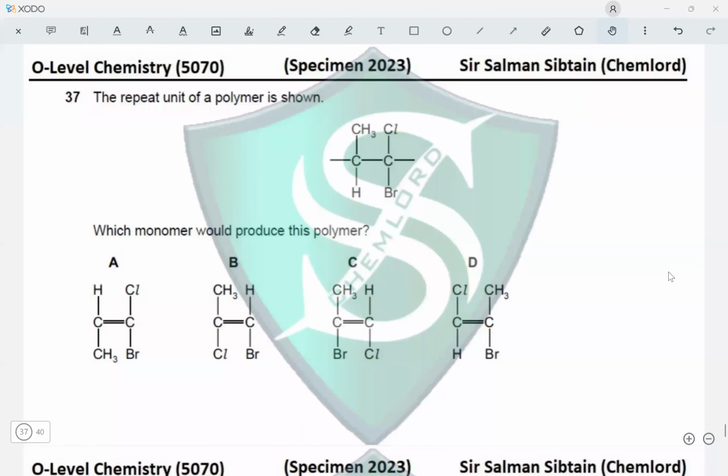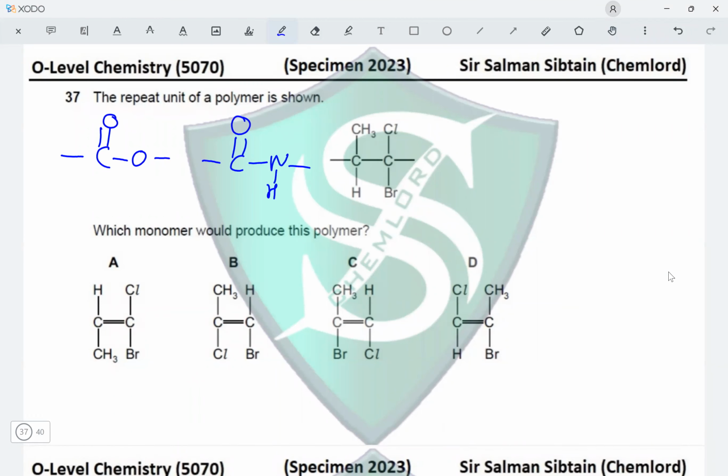Question 37. The repeat unit of a polymer is shown. Now we can conclude by looking at this repeat unit that this is an addition polymer and not a condensation polymer. Why? Because a condensation polymer would contain an ester bond or an amide bond. None of these bonds are present in this molecule, so this is an addition polymer.